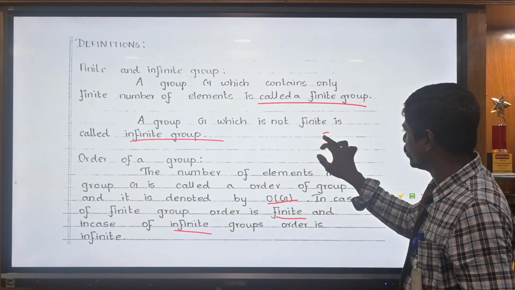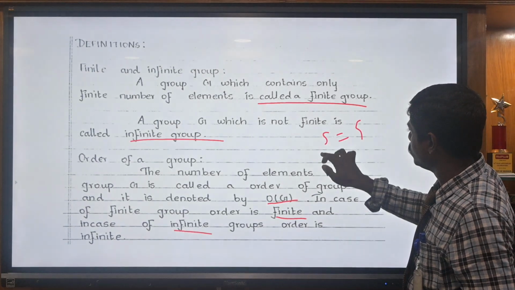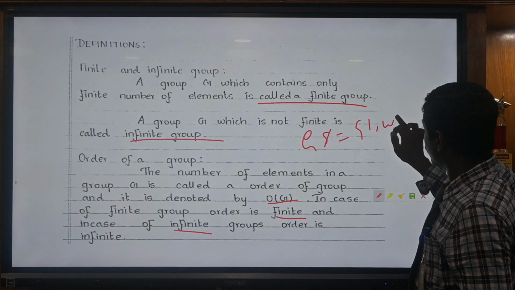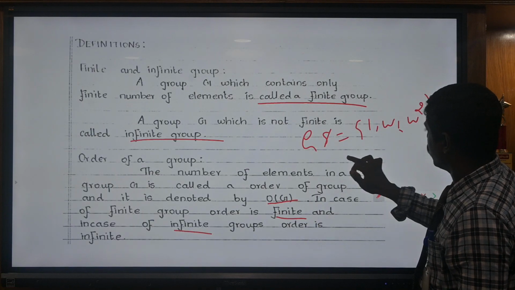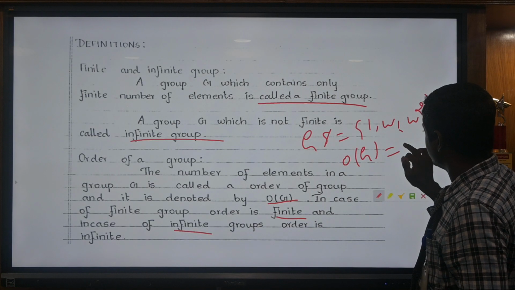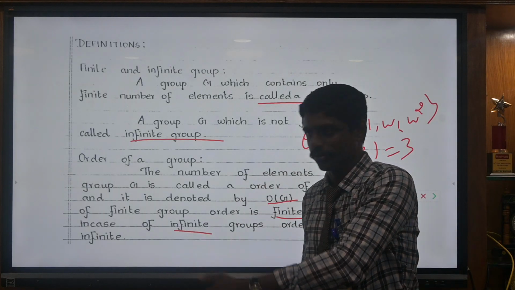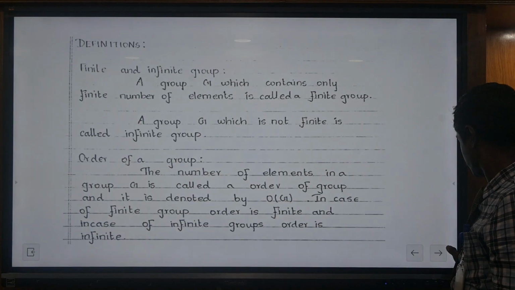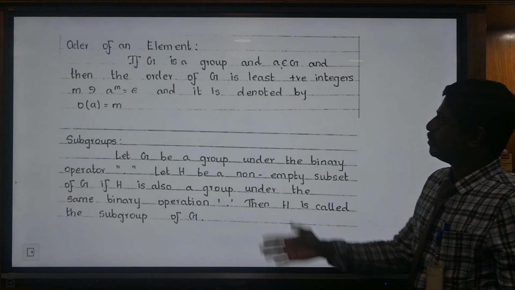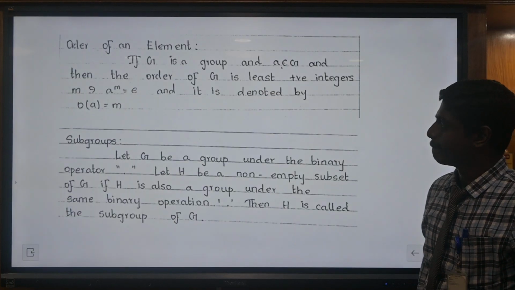So just to solve one example, G equal to 1, omega, omega square. Here order of G equal to 3 because 3 members are there. This is the way to find the order of a group. Similarly, we can find the order of an element. Order of an element.